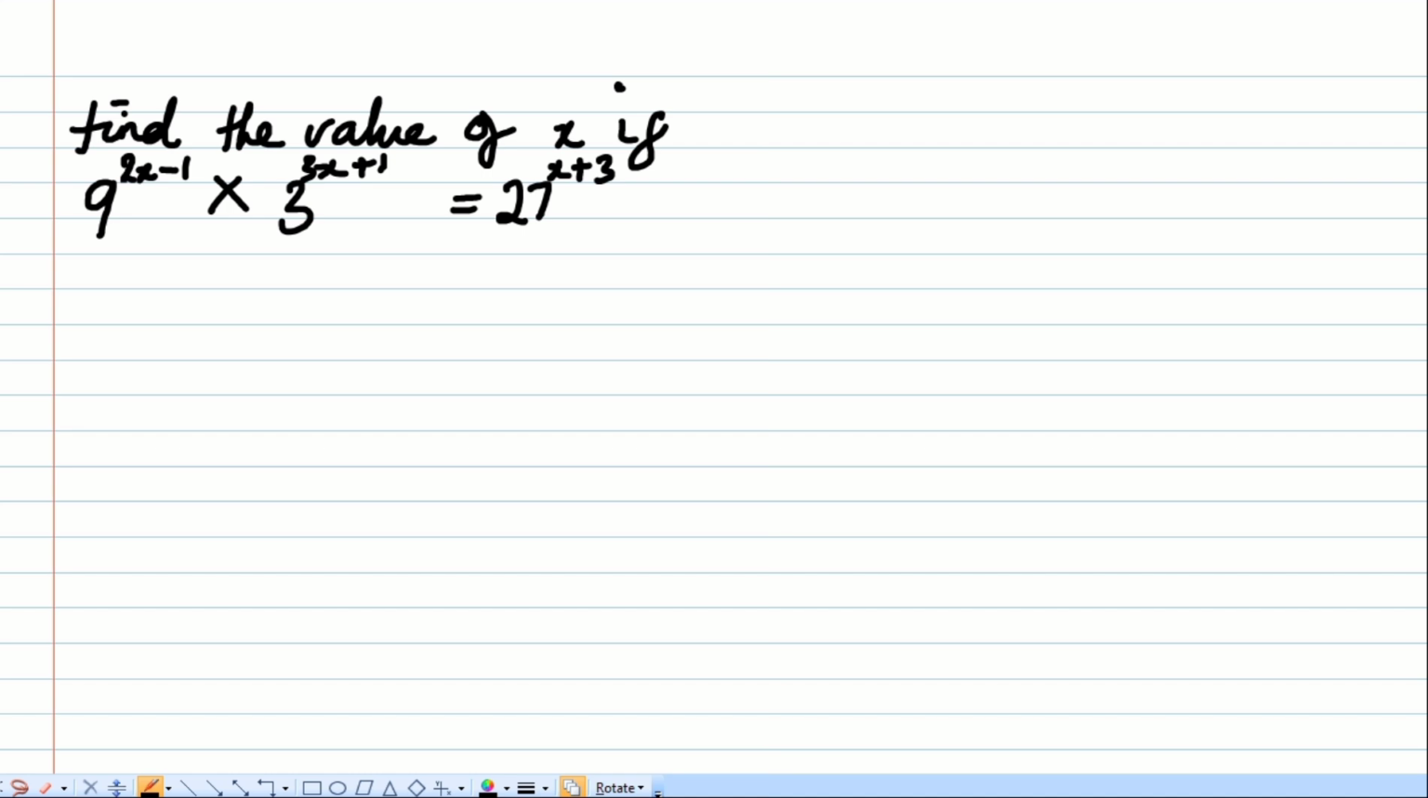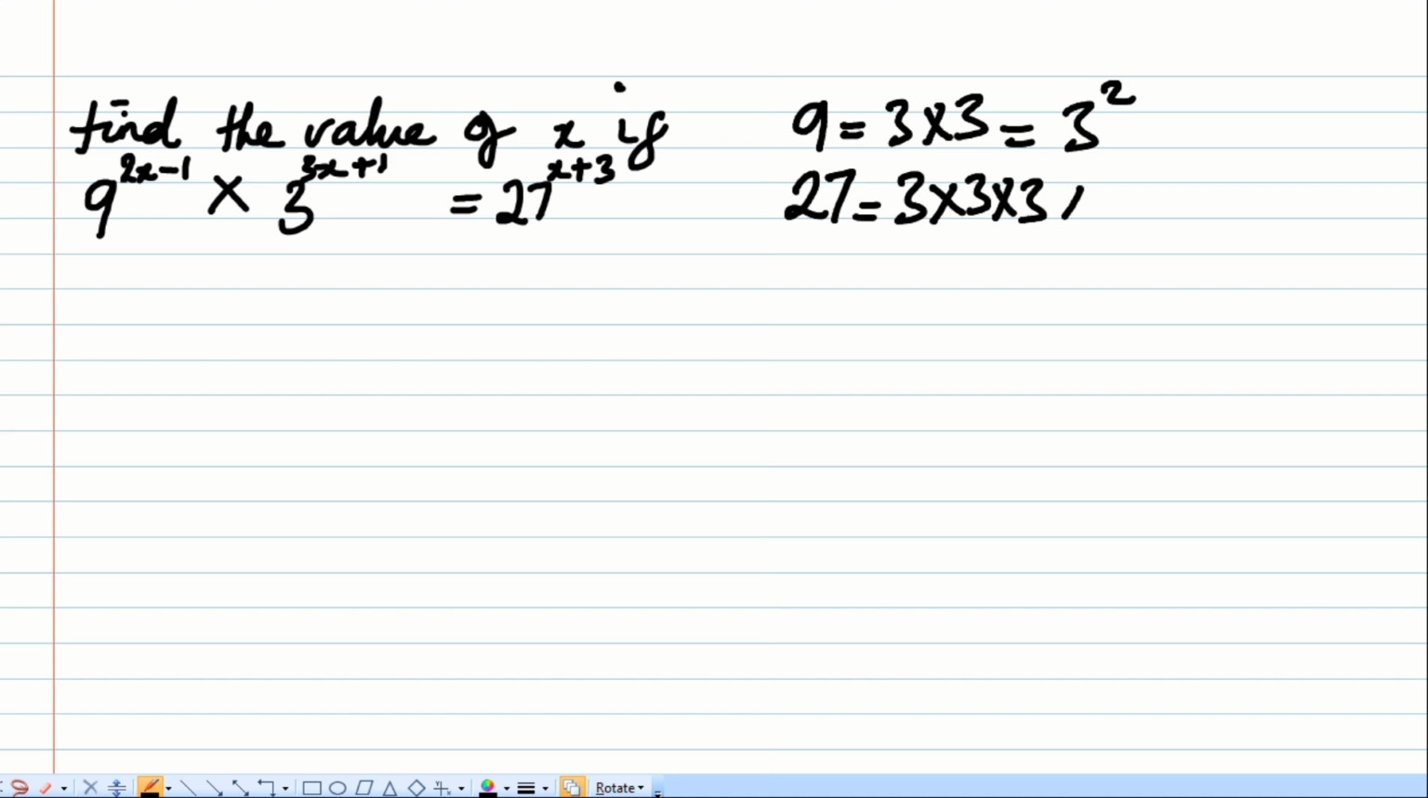Well, the least base here is 3, so I'm going to check whether I can write all these numbers in the base 3. Of course you know that 9 is equal to 3 times 3, so I can write that in the base 3, and 3 times 3 is 3 raised to the power 2. Keep it in index form because we're dealing with indices. The next number there is 27. 27 is 3 times 3 times 3, and that's also equal to 3 raised to the power 3. So I can write everything in the base 3.